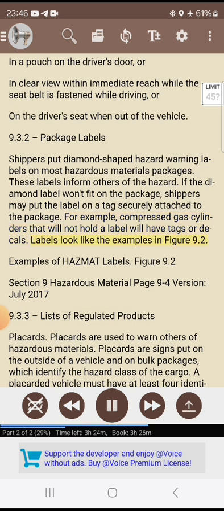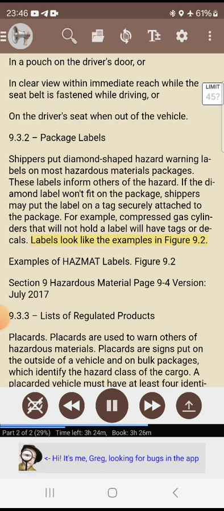Labels look like the examples in Figure 9.2. Examples of hazmat labels. Figure 9.2. Section 9 Hazardous Material page 9-4 version, July 2017.